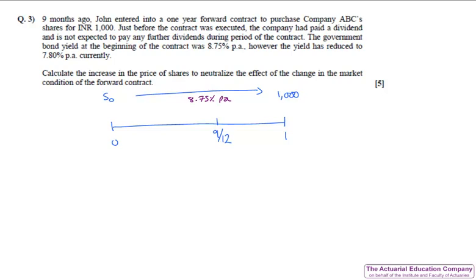We're now told that the yield has decreased, and we want to calculate the new price of shares to neutralize the effect of the change in the market condition. Okay, this is a little bit confusing, but what it seems to be saying is that the forward price is still 1,000 for the current share price at this new rate of interest. Well, let's use our equation for the forward prices from Chapter 13 of the notes to get what the share prices are, and then we can calculate the increase in the price of those shares.